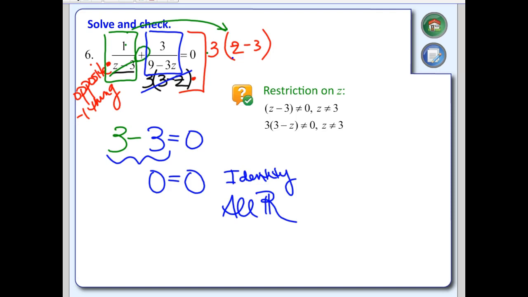So I take each part, z minus 3. It cannot equal 0. So when I solve, z cannot equal 3. And then there's the second half, okay? All right, let's do one story problem, and then I'm going to let you go ahead and start on homework.